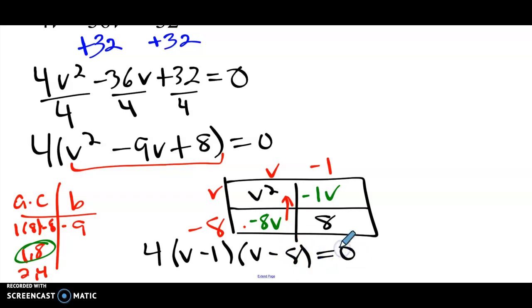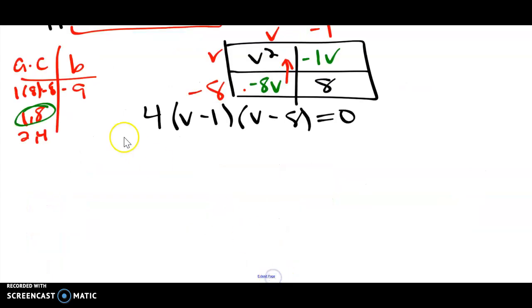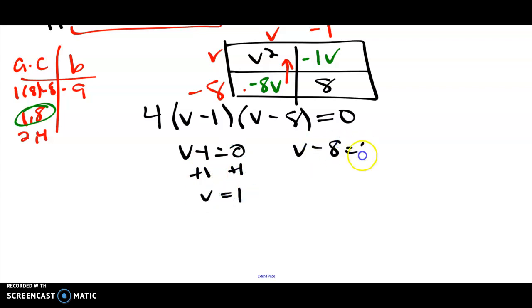equals 0. And now we just solve. So we set v minus 1 equal to 0. Add 1, v equals positive 1. v minus 8 equals 0, add 8, v equals 8.